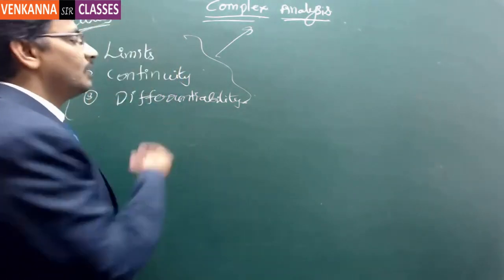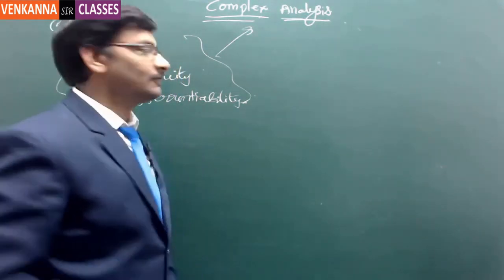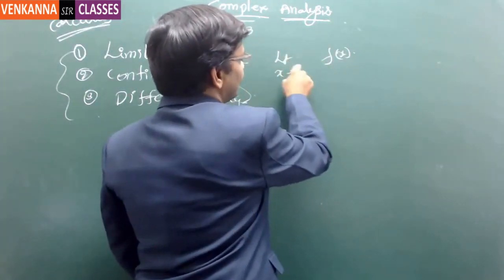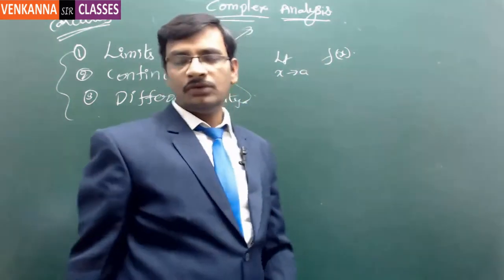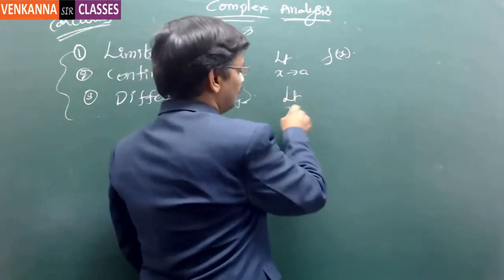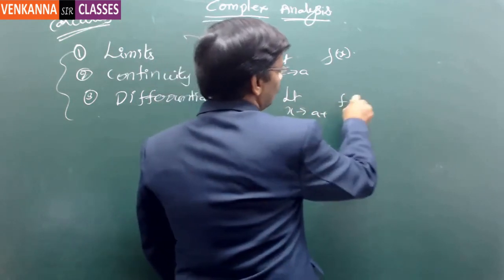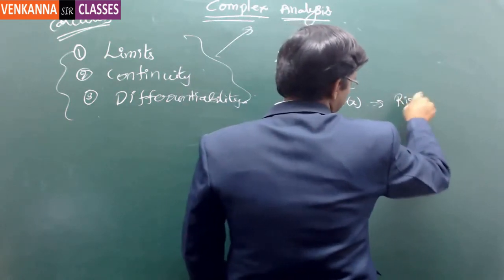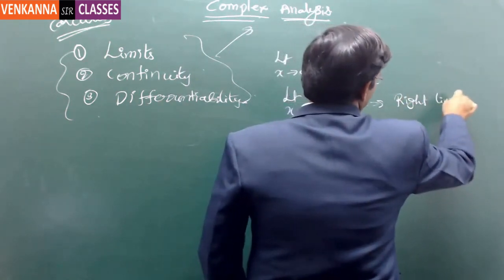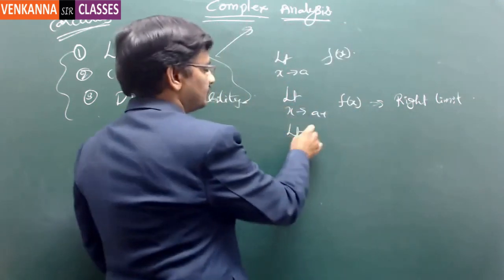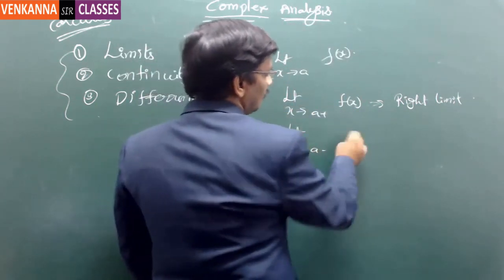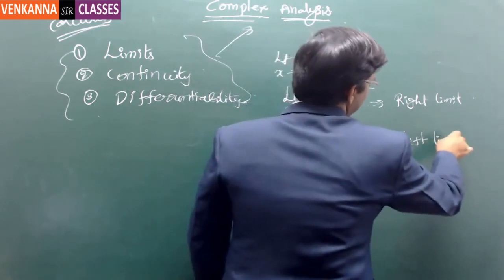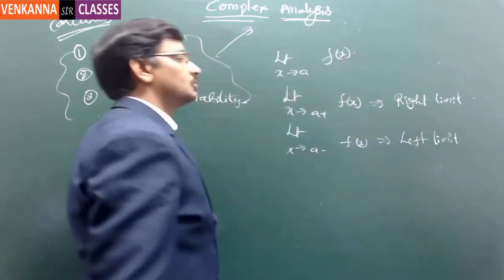Now in this, the way we have done for real analysis, if there is a function f of x, for that we have identified the limit as x tends to a plus of f of x, which we called the right limit. Similarly, limit as x tends to a minus, which we call the left limit. So these are the two different limits.